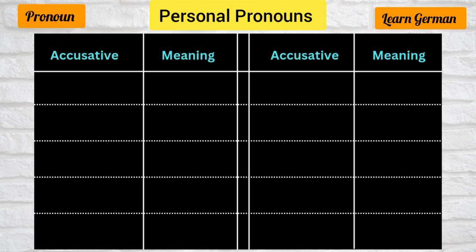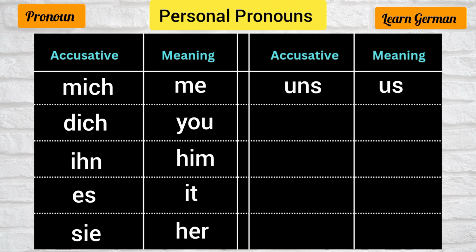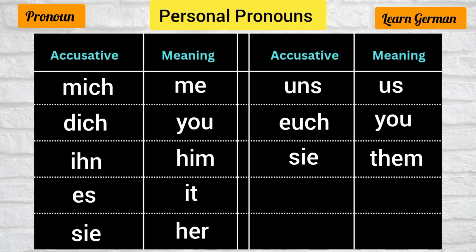Personal pronouns in accusative case. Mich, me; dich, you; ihn, him; es, it; sie, her; uns, us; euch, you; sie, them; Sie, you.